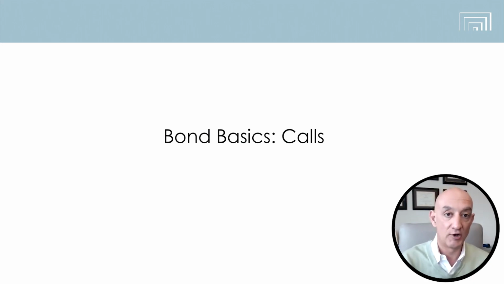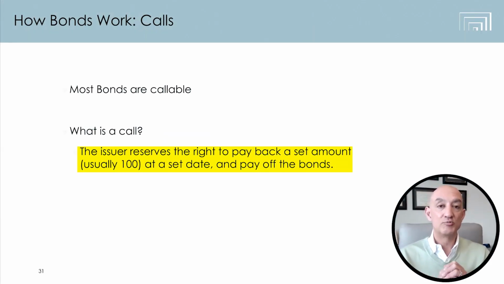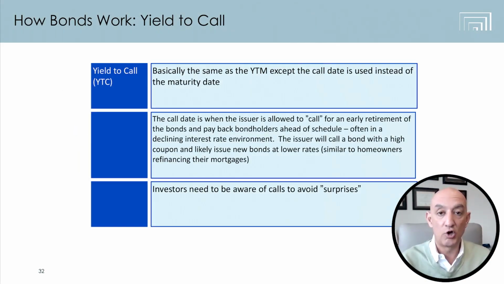Most bonds, not all, most bonds are callable. What is a call? A call is that the issuer reserves the right to pay back a set amount, usually 100 cents on the dollar. Sometimes it could be more, but let's just say it's 100 cents on the dollar at a set point well before the maturity date and pay the bonds off in whole, right? So now you haven't really locked in for that whole period of time because they have the right to call the bond away earlier, okay? So yield to call is another number that you need to know.